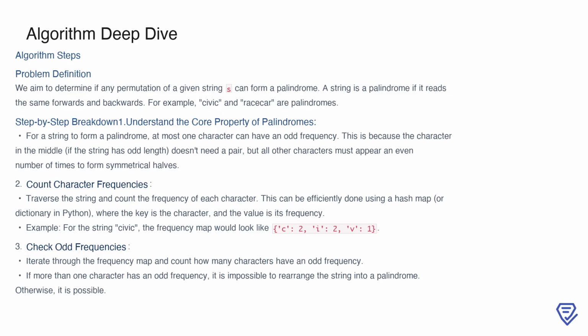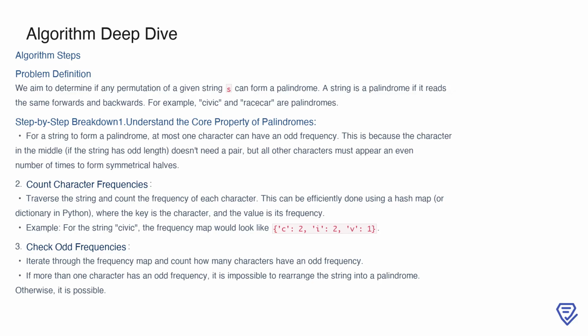The goal of this problem is to determine if any permutation of a given string can form a palindrome. A palindrome is a string that reads the same forwards and backwards, such as "civic" or "race car". To solve this, we need to focus on a key property of palindromes. At most one character can have an odd frequency. This is because, for symmetry, characters must appear in pairs, except for a single middle character in the case of odd-length palindromes.